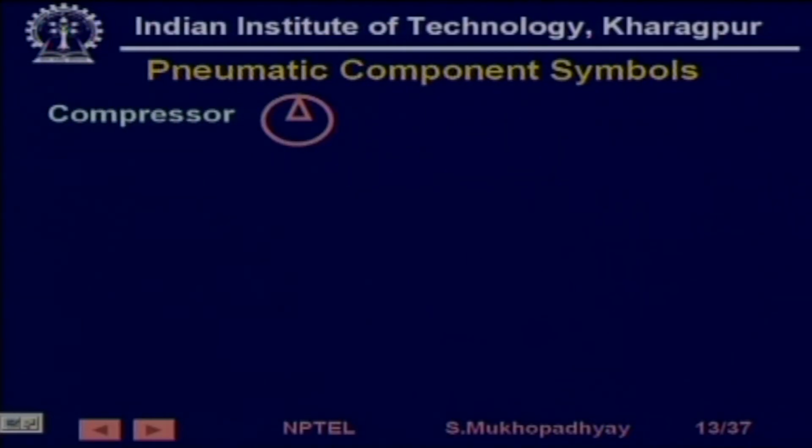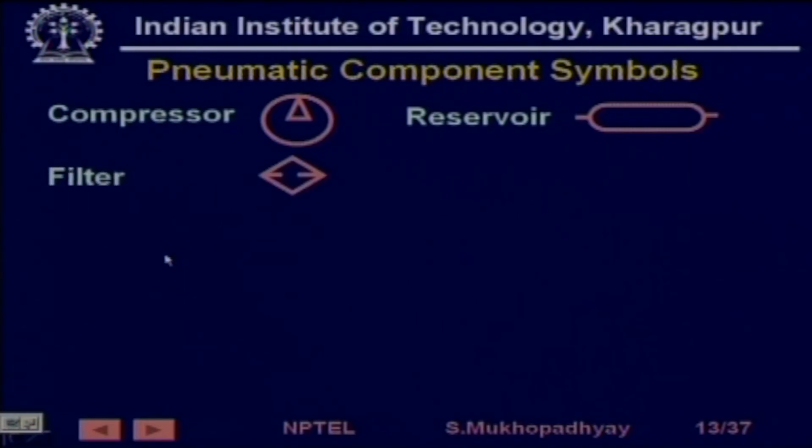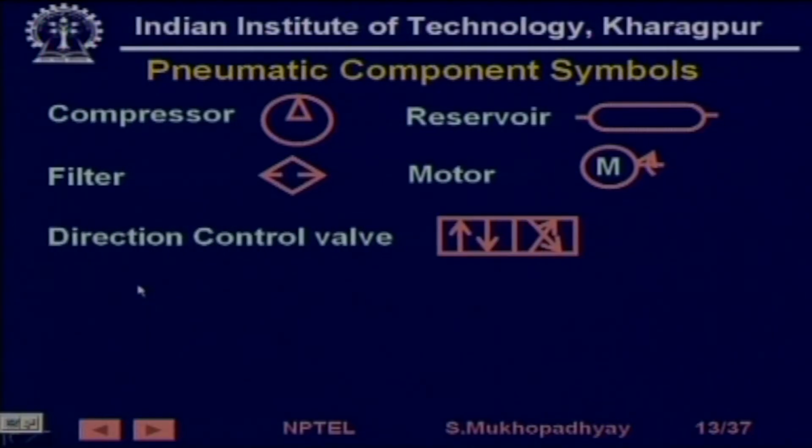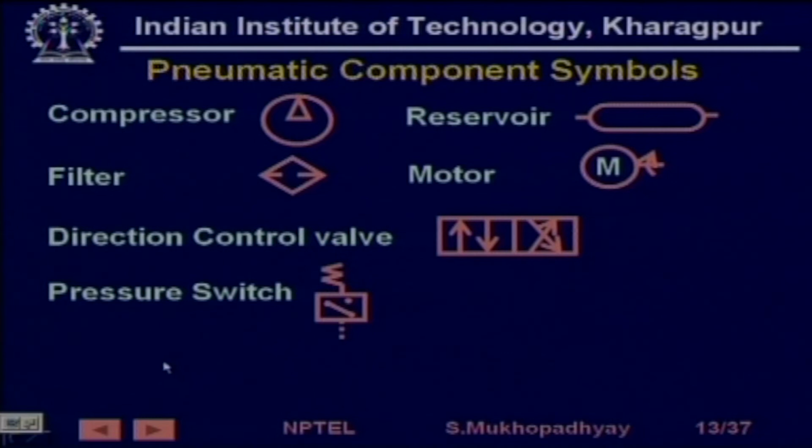Seal symbols are very similar to the ones we used in hydraulics. So, the compressor is like this, only note that the triangle is hollow. In the case of hydraulics, the triangle was solid because it was oil. Then you have the reservoir, the filter, the motor, the hydraulic motor, the same as an electric motor, or rather this is a pneumatic motor. Then direction control valve, pressure switch, and pressure gauge.